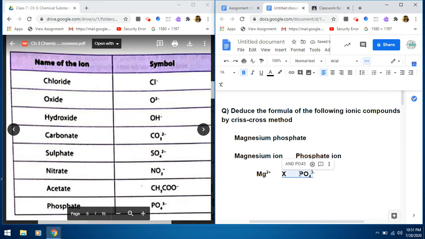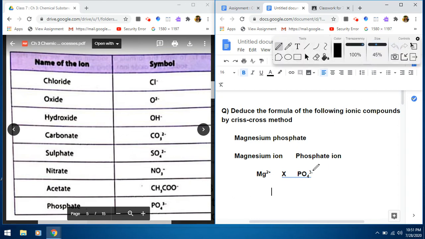Now children, when we are going to use crisscross method, we are actually crisscrossing the charges. So what is going to happen is 3 is going to come as a subscript of magnesium and 2 will come as a subscript of PO4. So this is how we are going to crisscross.